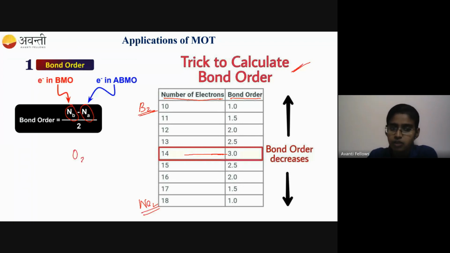So in oxygen, how many electrons do we have? 16 electrons, right? So 8 plus 8, 16 electrons. Then the bond order is 2. You don't have to fill the electrons in the MO diagram to get the bond order. Straight away, you can get it like this.